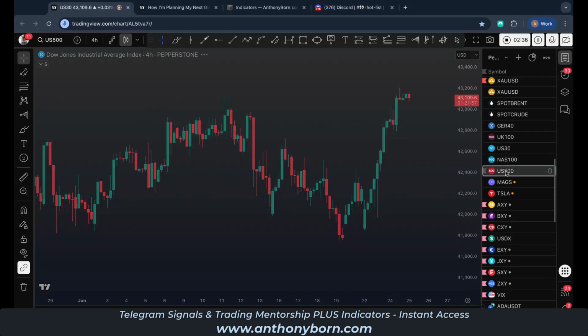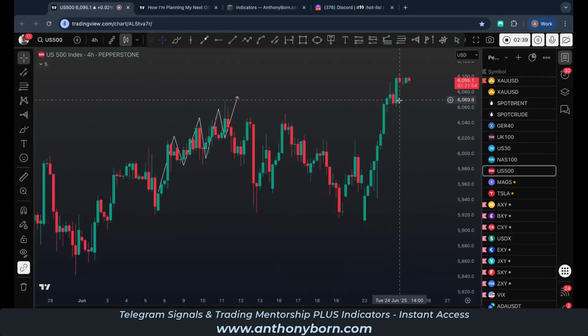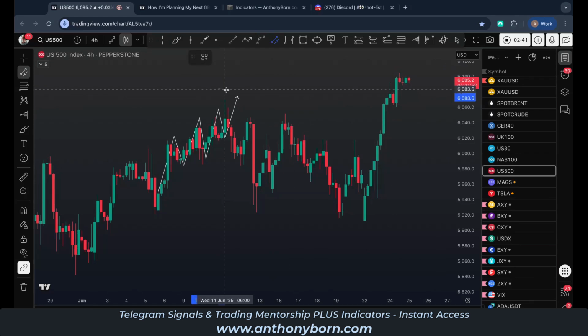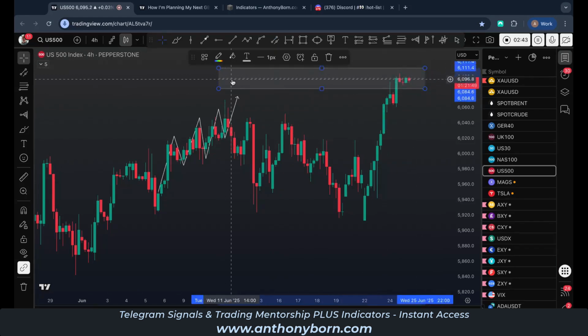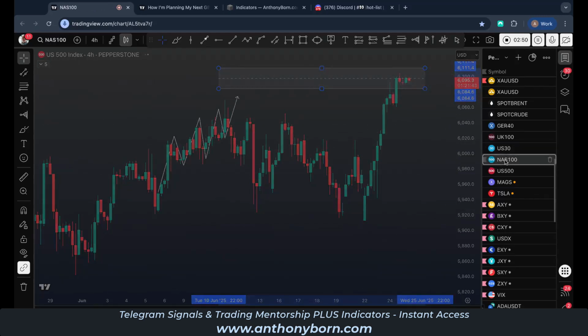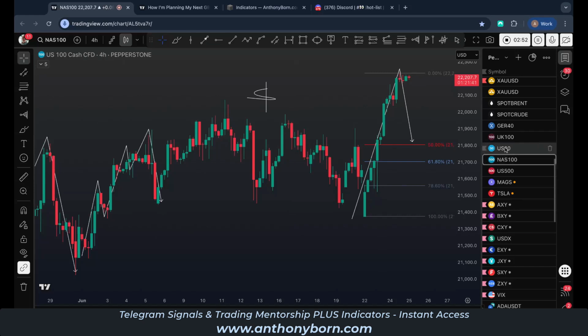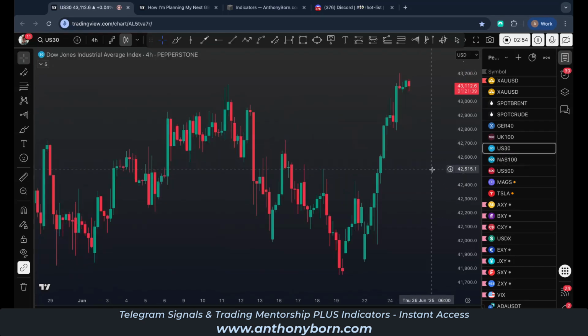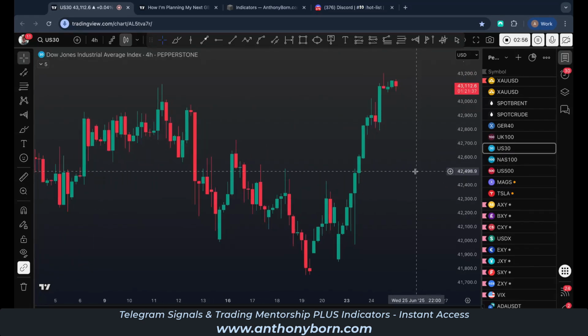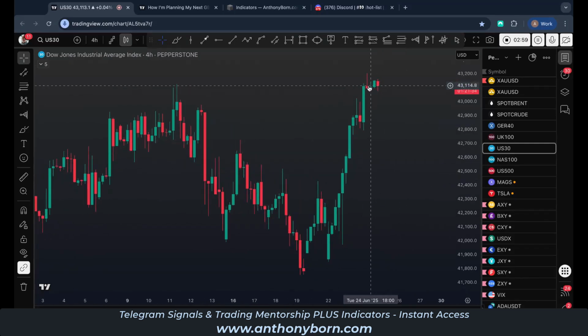Now, it's the same story. We could go to the US500 here, the S&P. Look at it. It's hitting this level, eating up any buy stops that are sitting up in here, and it's overextended well and truly. The NAS, it's the same story across the board. So, I'm looking at the US30 mainly with this video. And to be honest, guys, I don't want to trade.